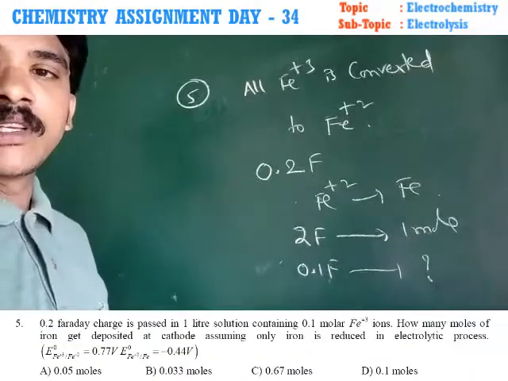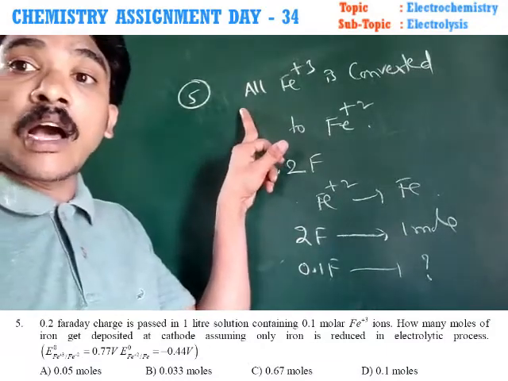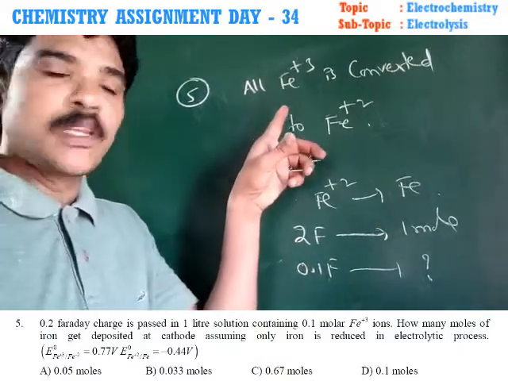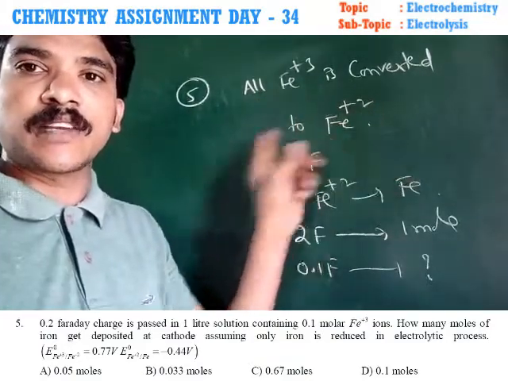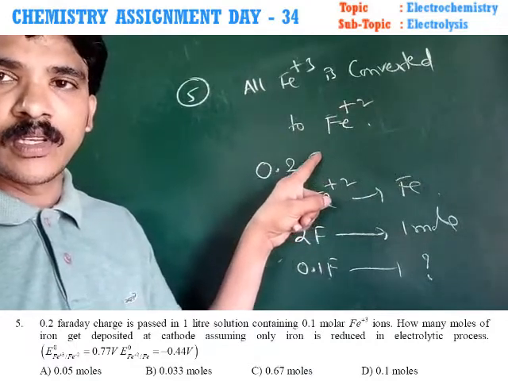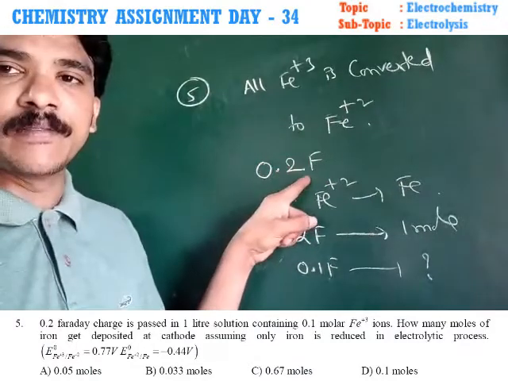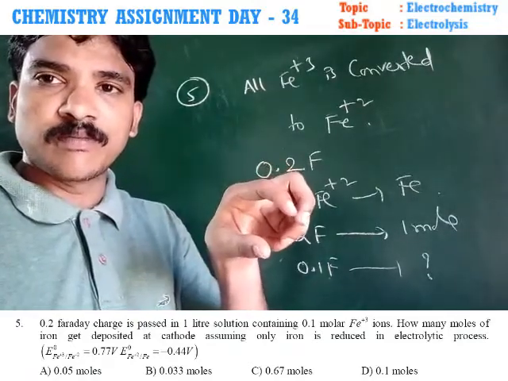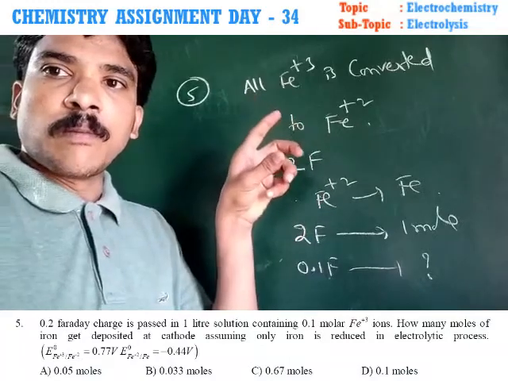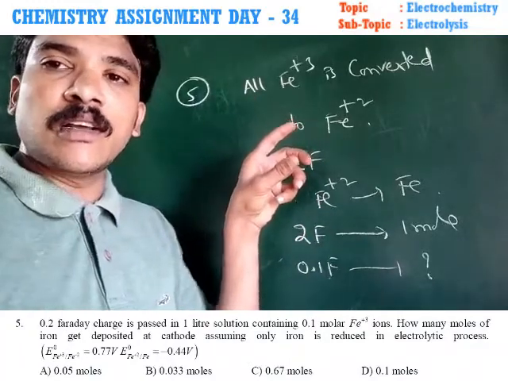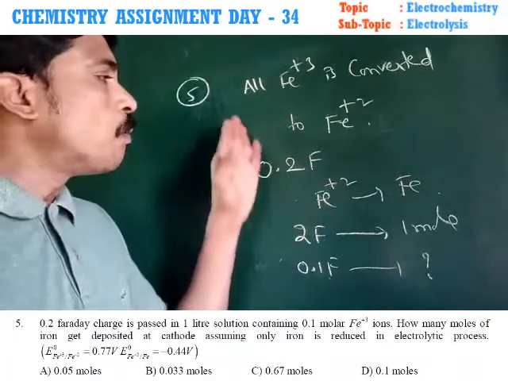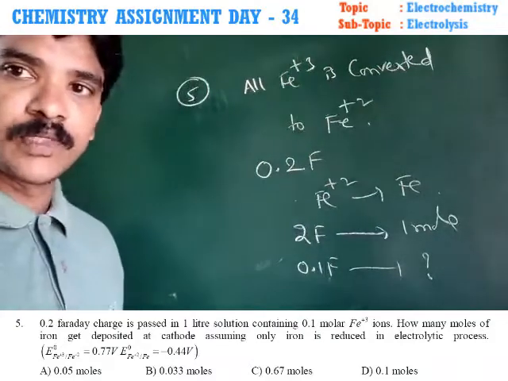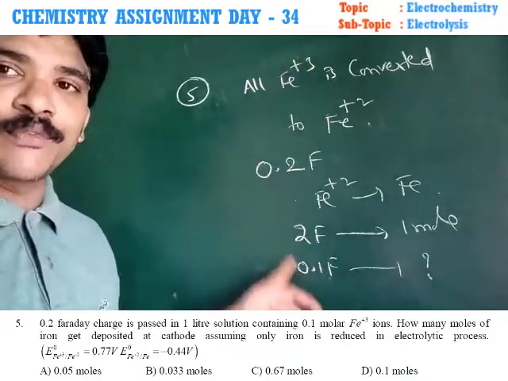Question number 5. Initially, all Fe+3 ions are converted to Fe+2 by supplying current of 0.2 Faraday. The given Fe+3 ions are 0.1. By utilizing 0.1 Faraday, 0.1 mole of Fe+3 is converted to 0.1 mole of Fe+2. Then the remaining current is 0.1 Faraday.